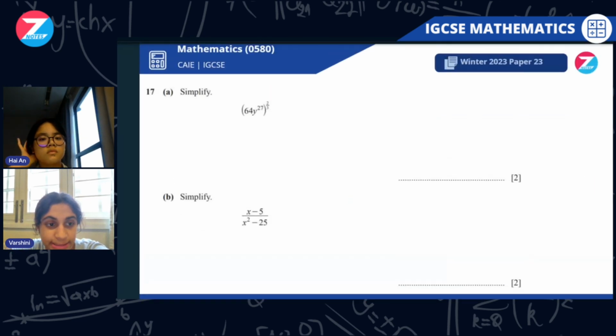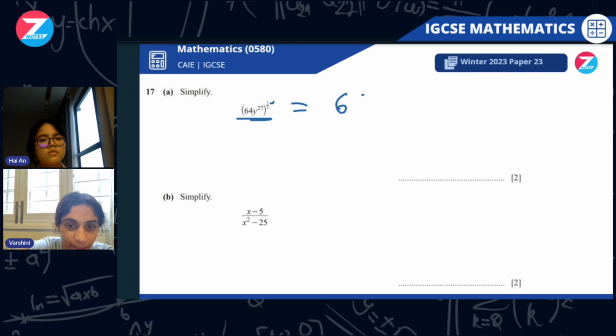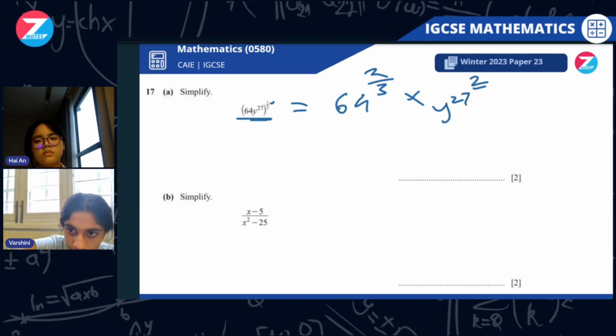Okay, question 17. Simplify, and they've given us some expression here. First of all, we can see a power outside the brackets. That means everything inside the brackets needs to be raised to that power. So if we expand this out, that's going to be 64 to the power 2 by 3, times y to the power 27 to the power 2 by 3.